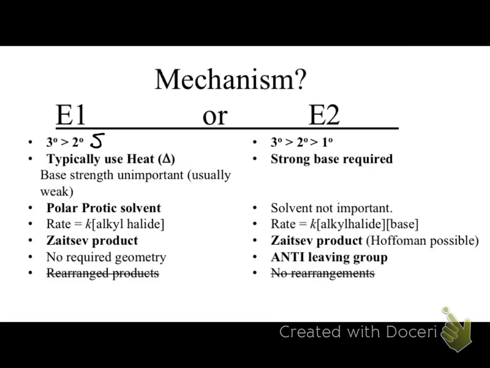A cation. Stable cation. Okay? Pretty much the same rule as our SN1 reaction. We'll typically use heat. The heat's there to help break that carbon-hydrogen bond as best we can. We typically won't use a base. So the base strength is usually unimportant.